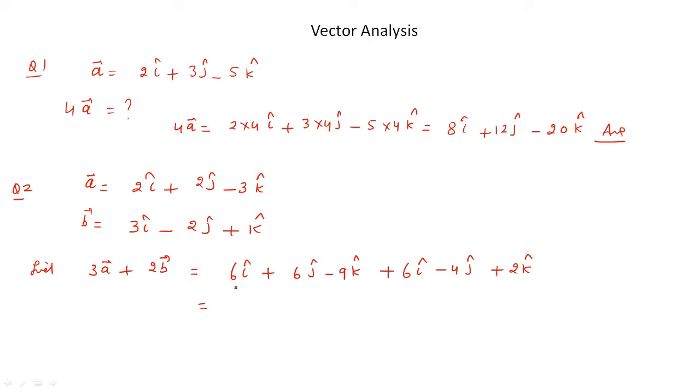Here it is 6i and here is also 6i. So it is plus 6i, it is also plus 6i. So it will be equal to 12i. Here is plus 6j, here is minus 4j. So here we will have 2j. Here is minus 9k, here is plus 2k. So here we will have minus 7k. So this is the answer of the question.